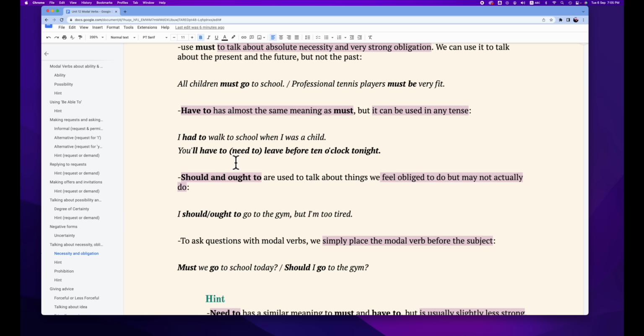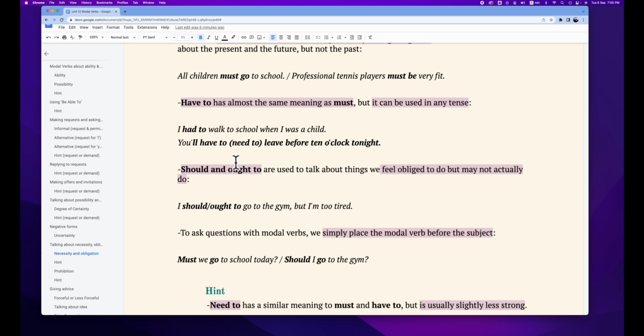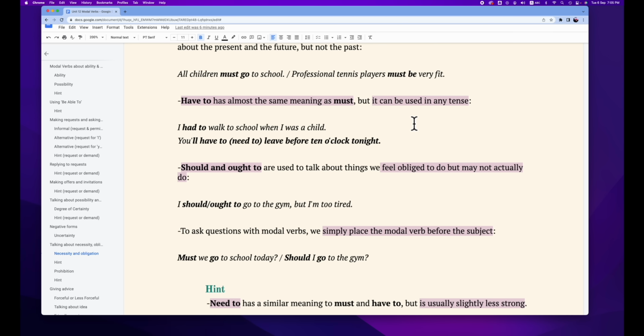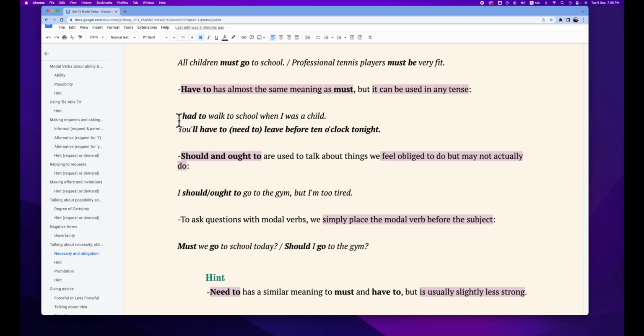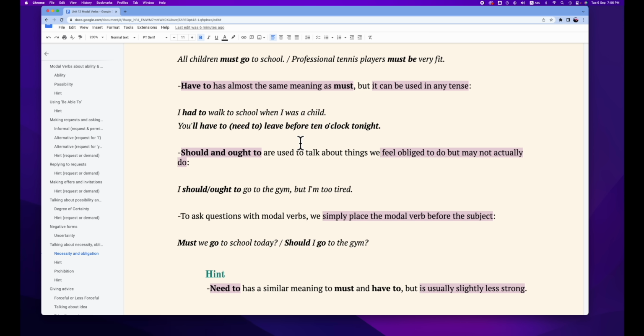The modal verb have to. In what situations should we use this modal verb? Let's take a look. Have to has almost the same meaning as must, but it can be used in any tense. I had to walk to school when I was a child. You have to leave before 10 o'clock tonight. So both past tense and future tense can work with the modal verb have to.